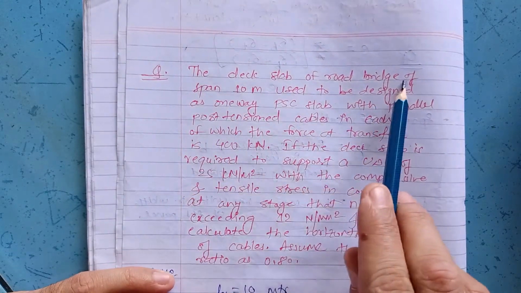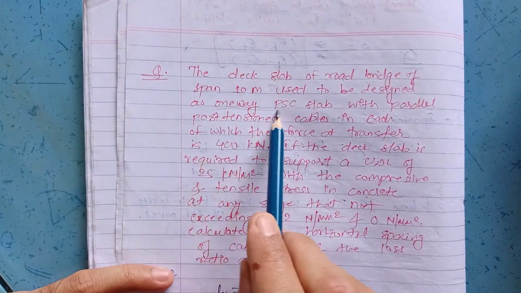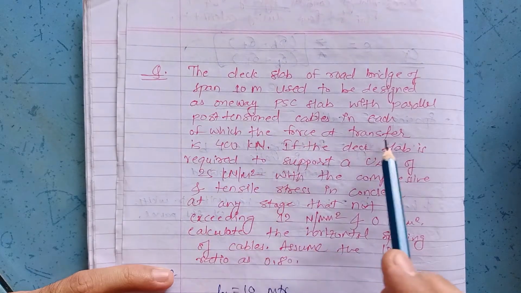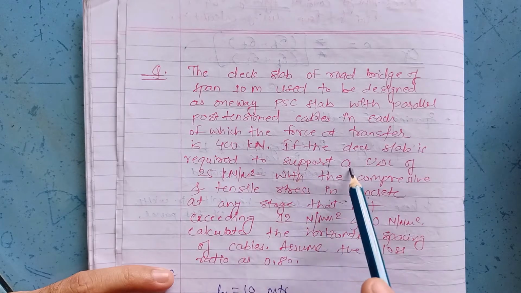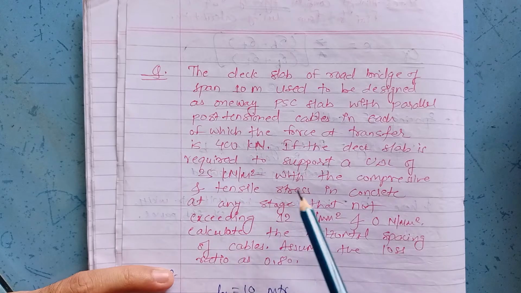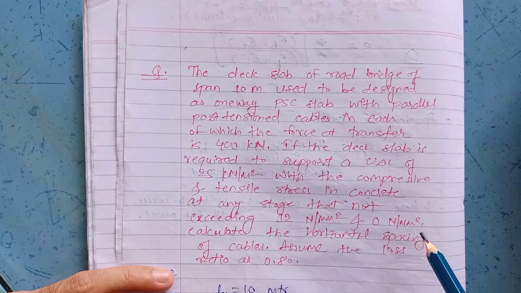The deck slab of a road bridge of span 10 meter is to be designed as a one-way PSC slab with parallel post-tension cables, in each of which the force at transfer is 400 kN. The deck slab is required to support a UDL of 25 kN per meter square, with compressive and tensile stress in concrete at any stage not exceeding 12 Newton per mm square and 0 Newton per mm square respectively. Calculate the horizontal spacing of the cables. Assume loss ratio eta is equal to 0.80.